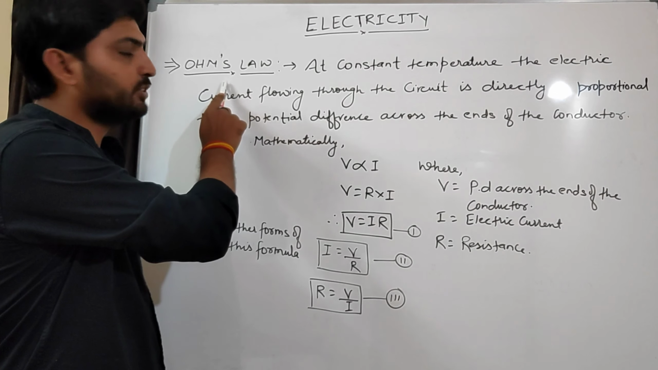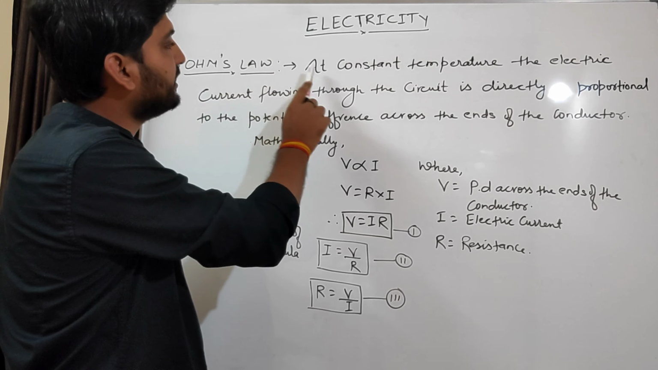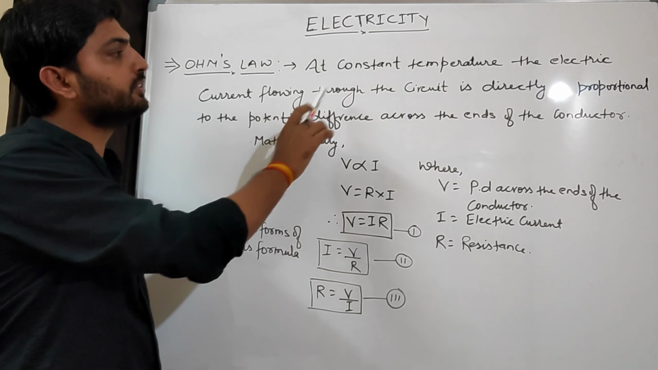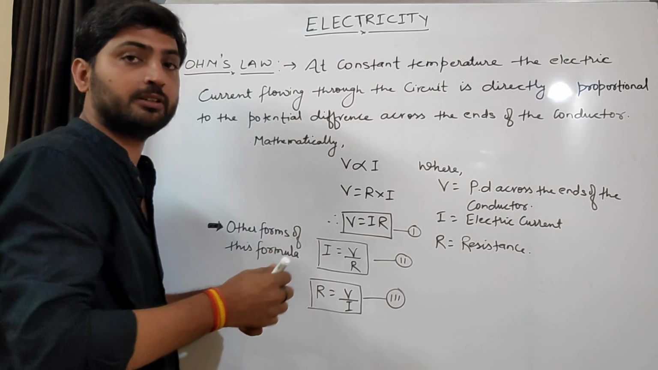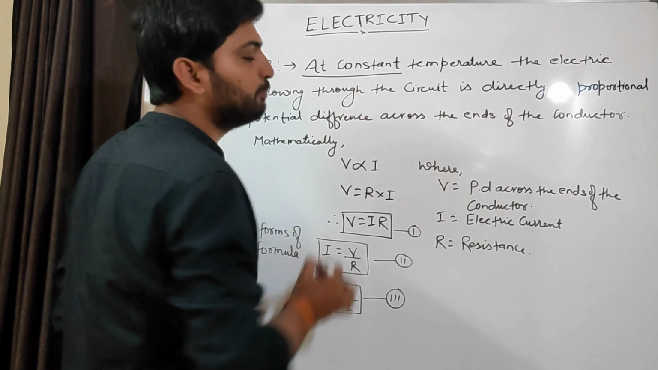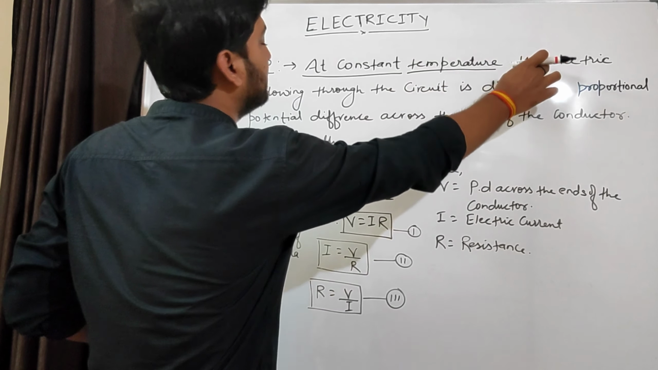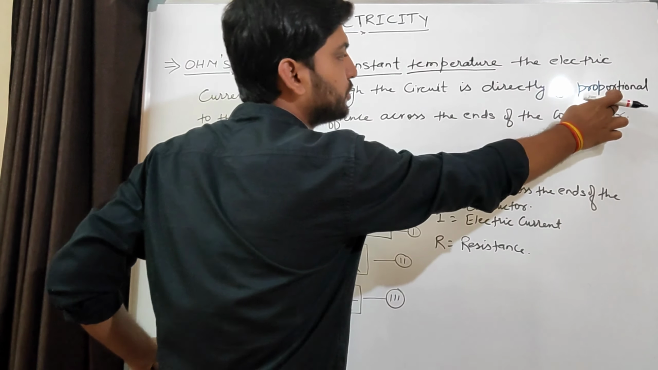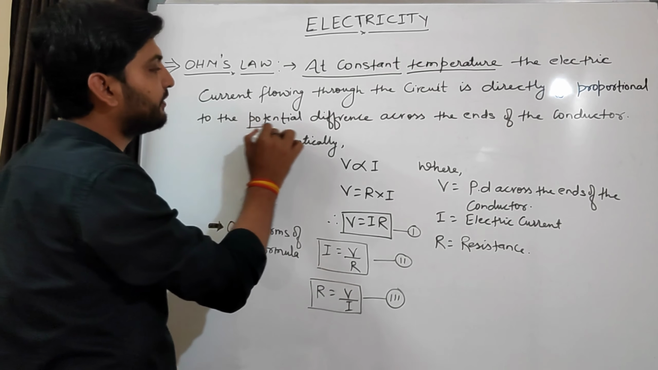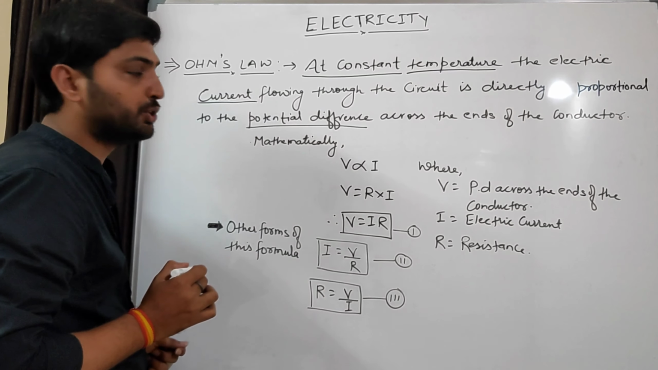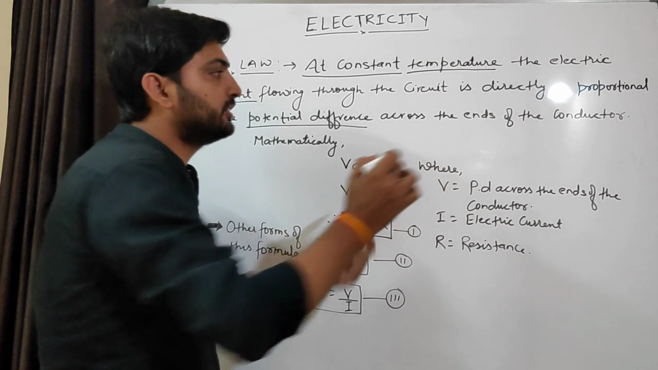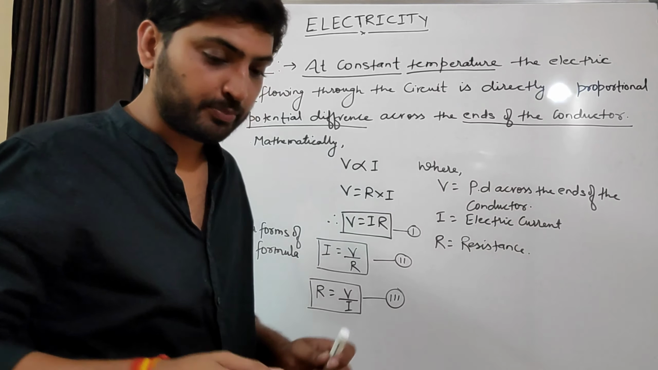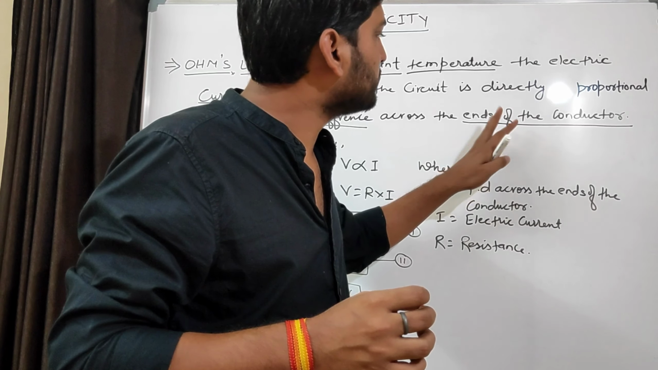Just see here, this is Ohm's law. What does it state? It states that at constant temperature, mark this word, at constant temperature, the electric current flowing through the circuit is directly proportional to the potential difference across the ends of the conductor. This is also important: across the ends of the conductor. Why is it needed to write across the ends of the conductor?